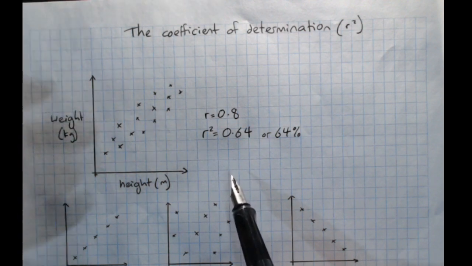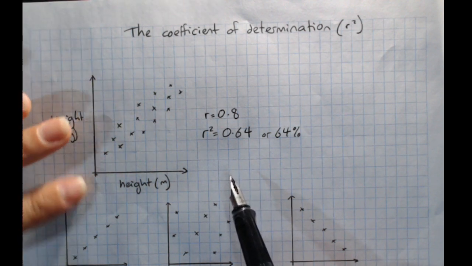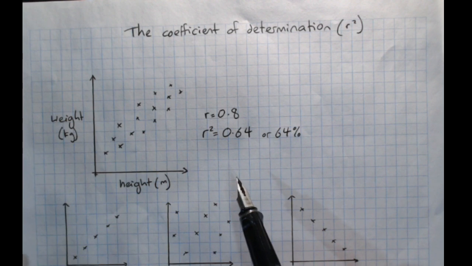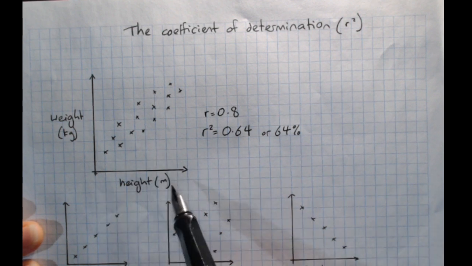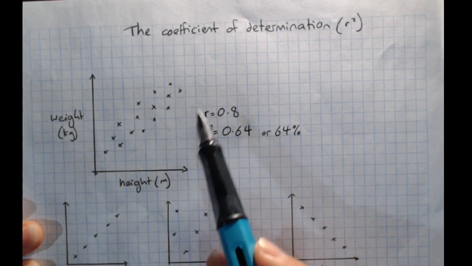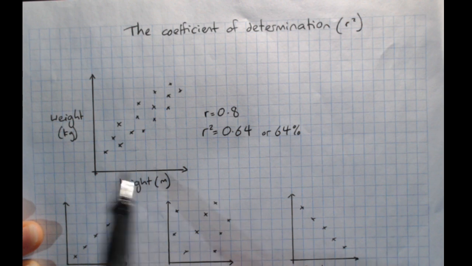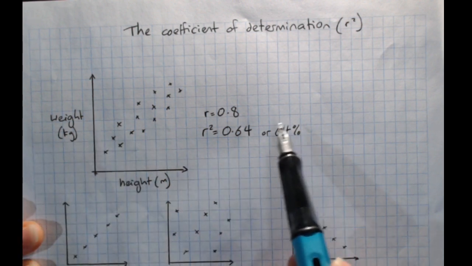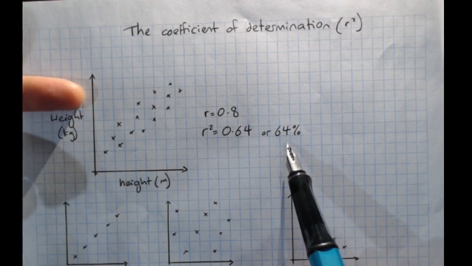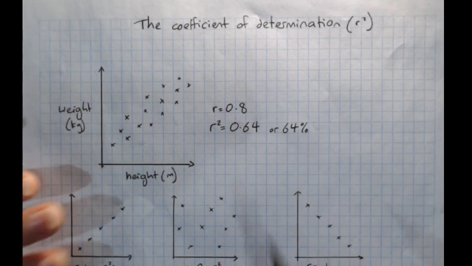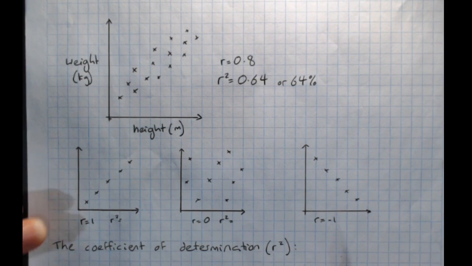This is obviously just a guess. I have no idea what the relationship is. I've just made a cute little graph. So if we know someone's height, according to this, which is fake, we could predict their weight, and we might get about 64% correct. It's a little bit of a guess, but we'll see how we go.